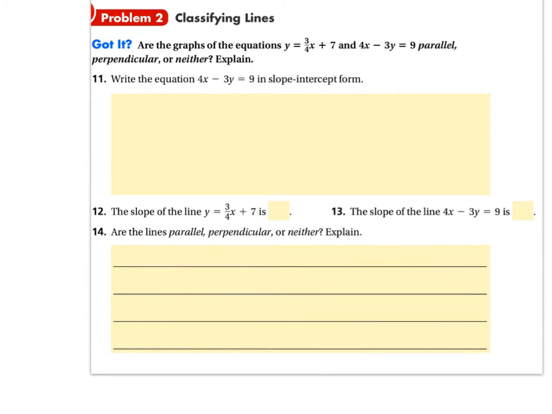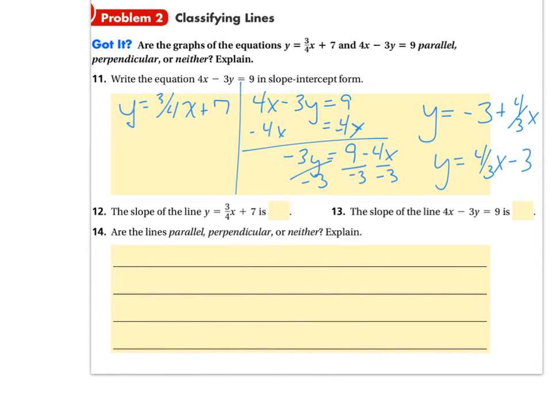In problem 2, we're being asked if the graph of y equals 3/4 x plus 7 is parallel, perpendicular, or neither to the graph of 4x minus 3y equals 9. Well, to determine this, we need to put both graphs into slope-intercept form. So the first one is already there. We just need to do the second one. This is the first equation. It is already in slope-intercept form, and we know the slope is 3/4.